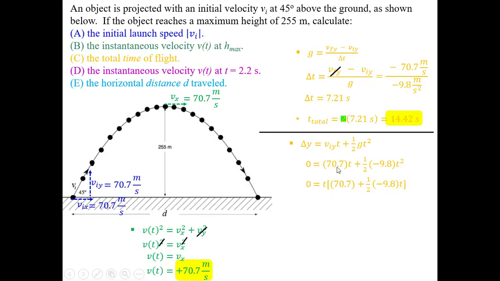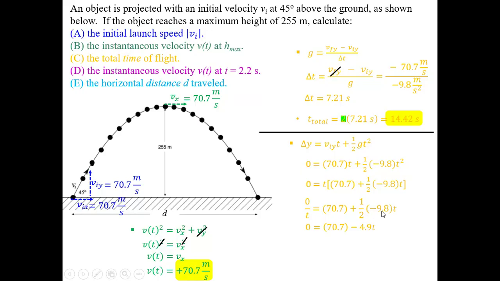So therefore the 70.7 has no more t, right? And then the 1/2 times negative 9.8 just has a t, right? Because I factor out one of the t's. From here, I can really just divide both sides by t. So 0 divided by t is just 0. I just carry the rest of the statement down. So all you have to do is simplify.